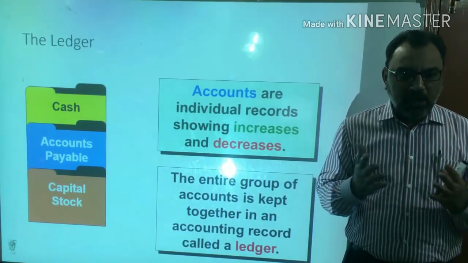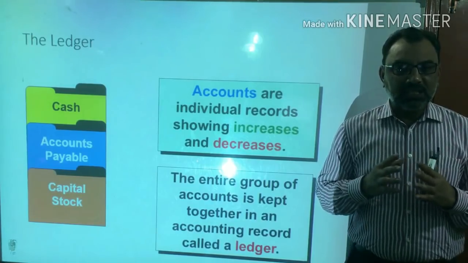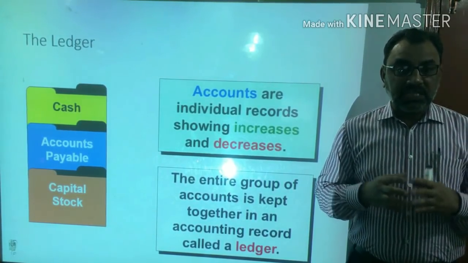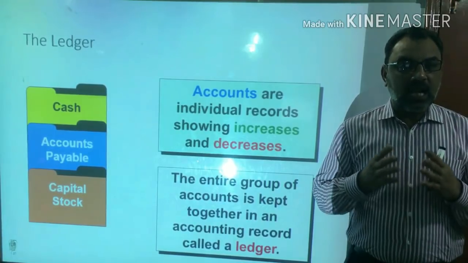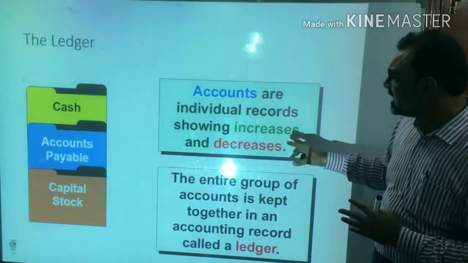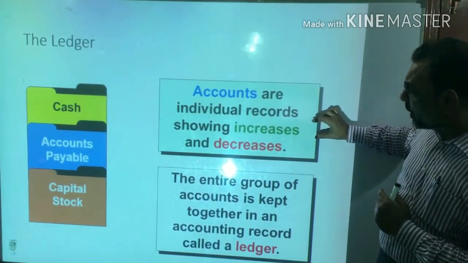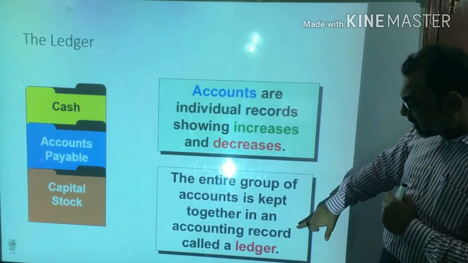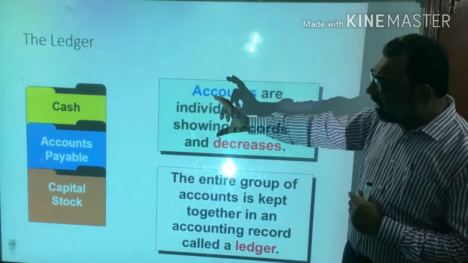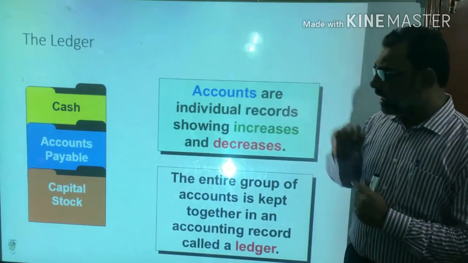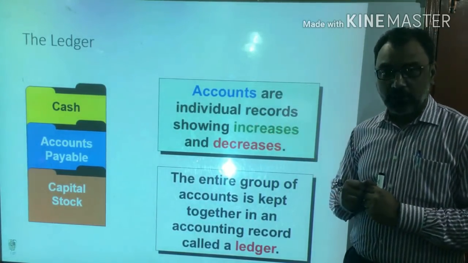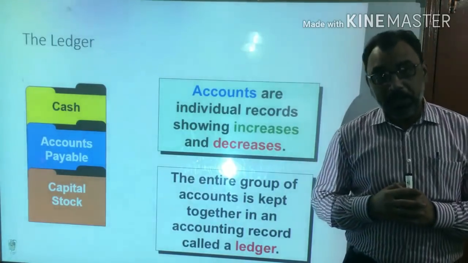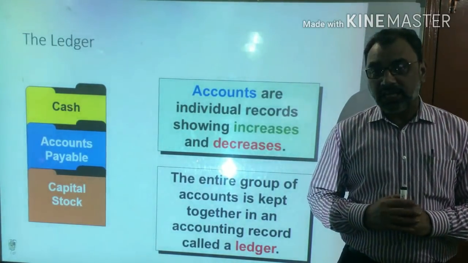The record used to keep track of increases or decreases in financial statement items is termed a ledger account, or simply an account. The entire group of accounts is kept together in an accounting record called a ledger. So here you can see that accounts are individual records showing increases and decreases, and the entire group of accounts is kept together in a ledger. Here, for the sake of simplicity, I have taken three account titles: cash, accounts payable, and capital stock. The reason for taking these titles is that cash is an asset, accounts payable is a liability, and capital stock is equity.